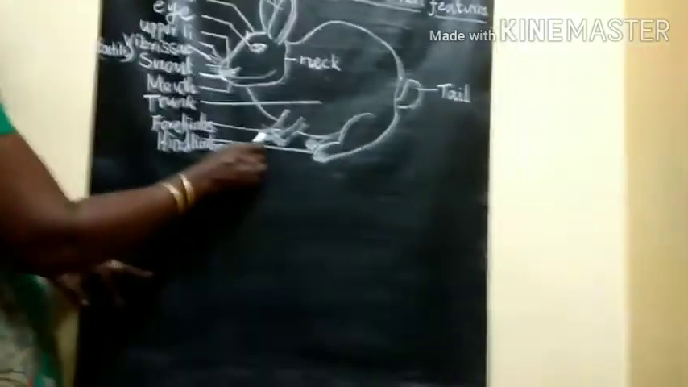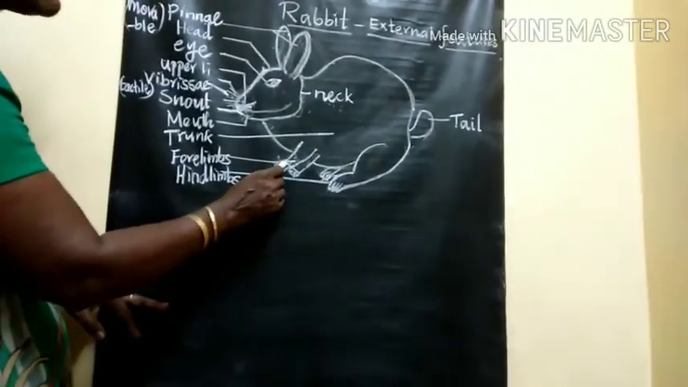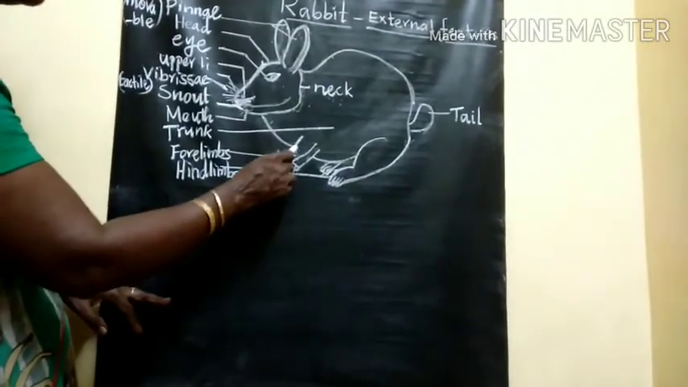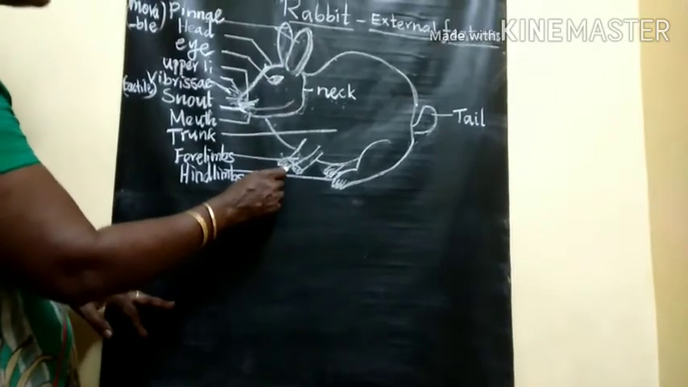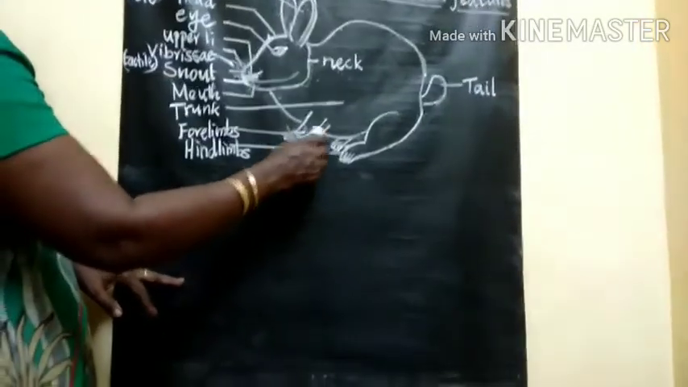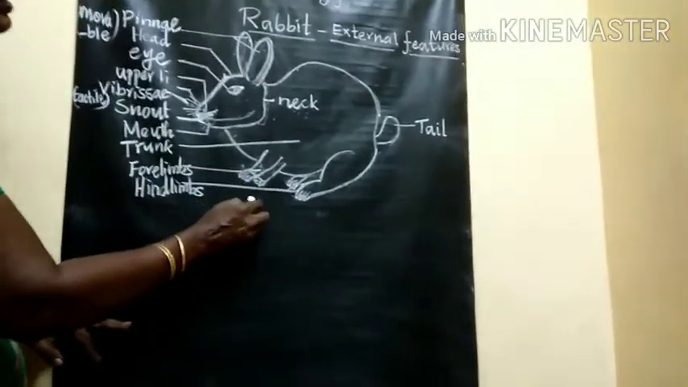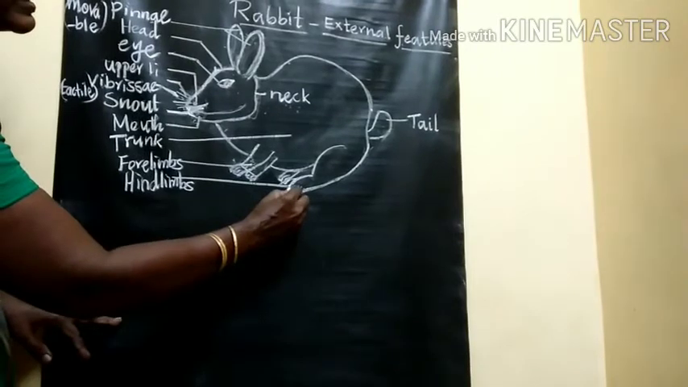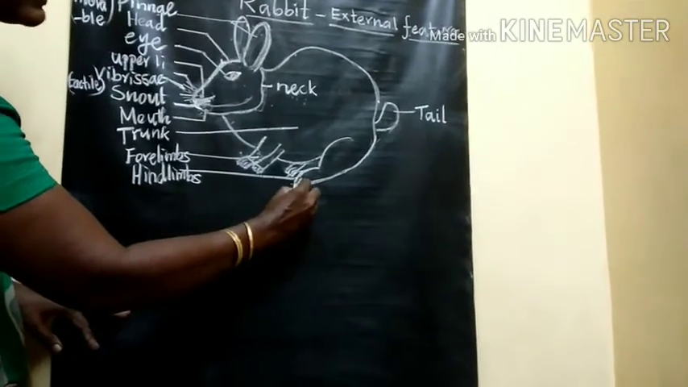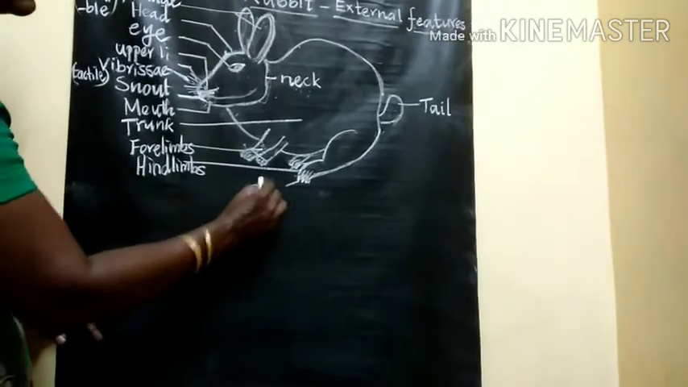The limbs are provided with 5 digits each. So they are called pentadactyl limbs. And each digit ends with a claw. This is claw, nail like short claw.